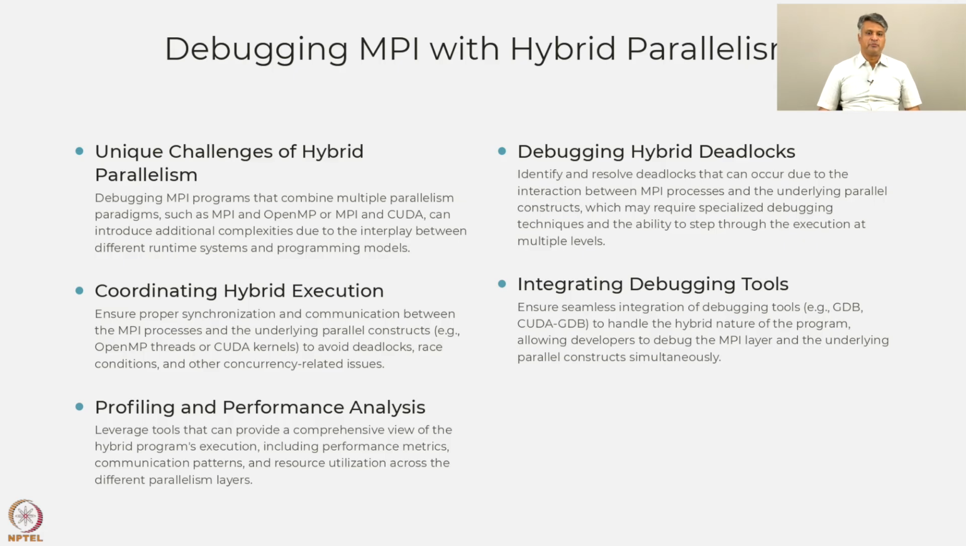We should use tools that can provide a comprehensive view of the hybrid program's execution, including performance metrics, communication patterns, and resource utilization across the different parallelism layers. We need to identify and resolve deadlocks that can occur due to the interaction between MPI process and the underlying parallel construct, which may require specialized debugging techniques and the ability to step through the execution at multiple levels. We can ensure a seamless integration of debugging tools like GDB, CUDA GDB to handle the hybrid nature of the program, allowing developers to debug the MPI layer and the underlying parallel construct, which could be CUDA or OpenMP simultaneously.